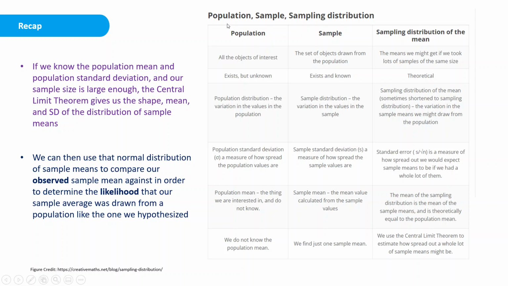And so in this table over here, we have a column that talks about population terminology and definitions, sample terminology, and the sampling distribution terminology. And I'm not going to go over all of this, but this is a really, really useful table, and I highly recommend you check it out.